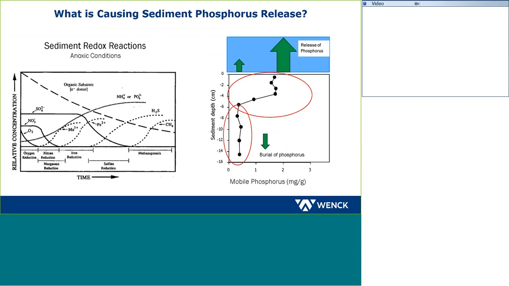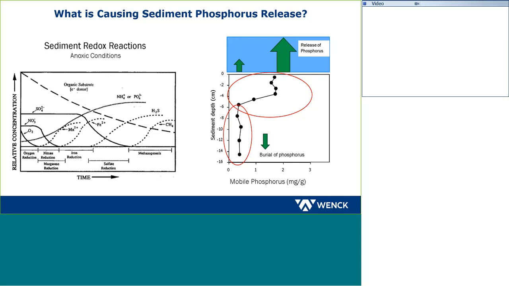So what causes sediment phosphorus release? If we look at sediment redox reactions, once the pond goes anoxic, you start to go through reduction and oxidation reactions in the sediments. So as you reduce all the oxygen out, then it goes to nitrate. You start to reduce all the nitrate. Once that's gone, you start reducing iron. But once you start hitting the iron reduction in your redox reactions, you start to release any phosphorus that was complexed to that iron hydroxide. And so that releases up into the water column.